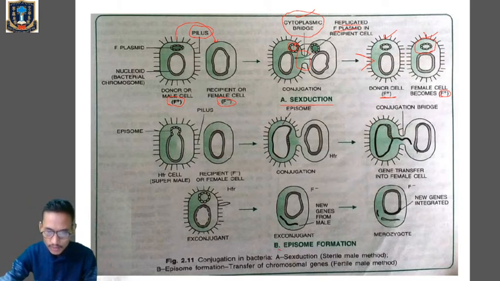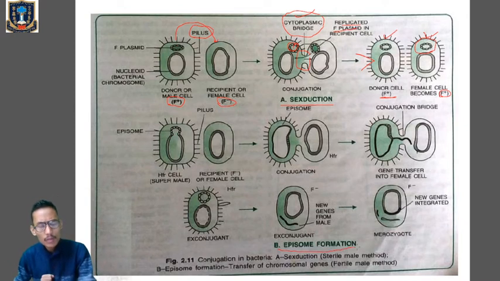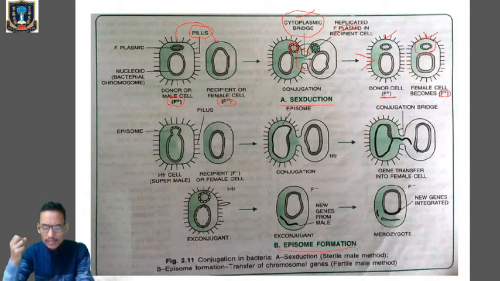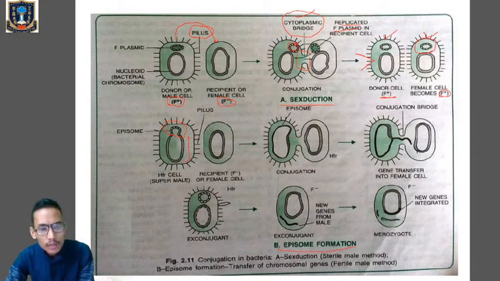Okay, the second mode of transfer of genetic material. Now, what is that? Sometimes the plasmid of the male bacterial cell will be attached to its chromosome. Can you see over here? Look at this figure. So this one is the plasmid, and this one is the bacterial nucleoid. But over here, what I mean is that the plasmid is being attached to the bacterial chromosome.